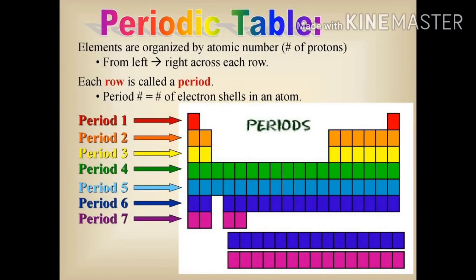Now we have the periodic table. As I told you, the elements are organized by atomic number from left to right. So left to right is a row. Each row is called a period, which indicates the number of electron shells in an atom. We have period 1, period 2, then period 3, period 4, period 5, period 6, period 7. These are the horizontal rows.